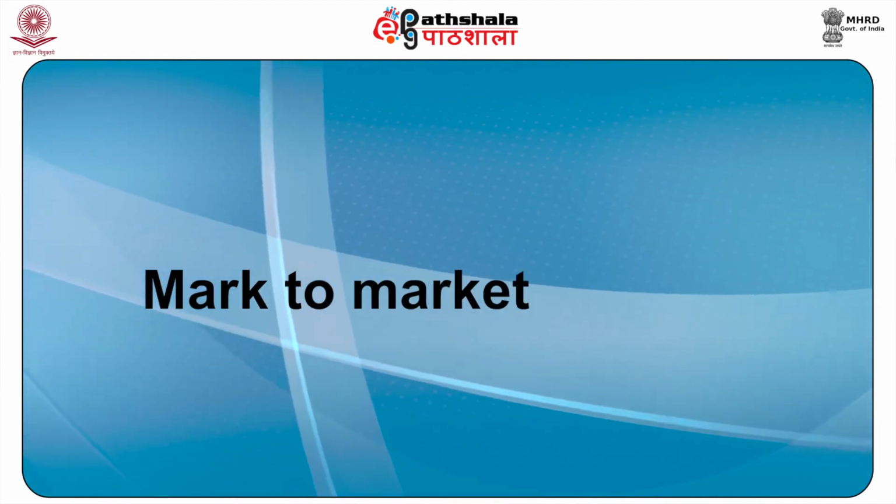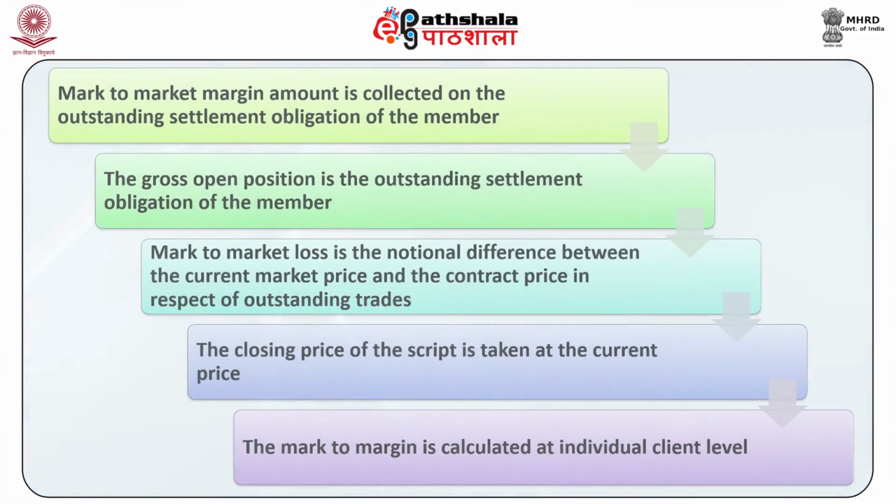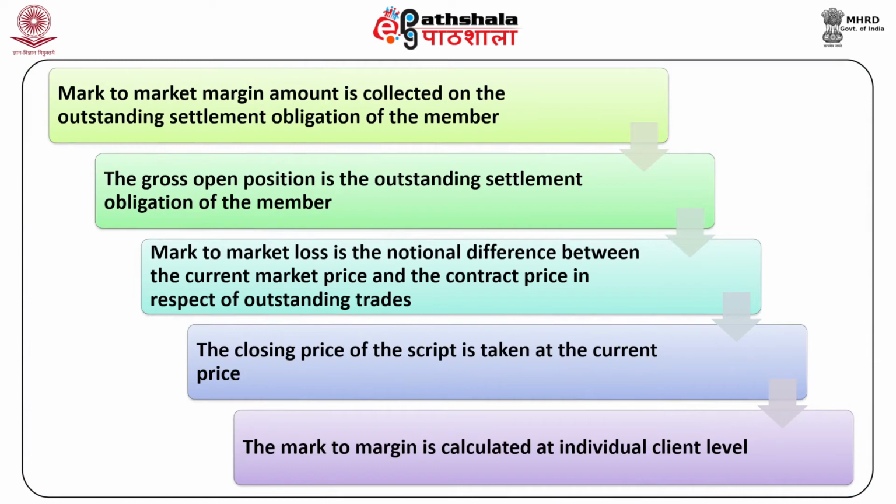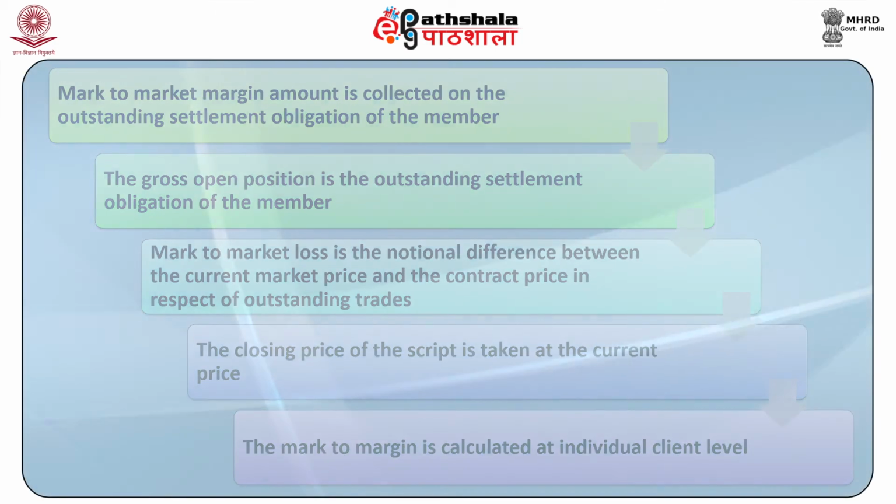Mark to market margin. Mark to market margin amount is collected on the outstanding settlement obligation of the members. The gross open position is the outstanding settlement obligation of the members. Mark to market loss is the notional difference between the current market price and the contract price in respect of outstanding trades. The closing price of the scrip is taken as the current price. The mark to market margin is calculated at the individual client level.